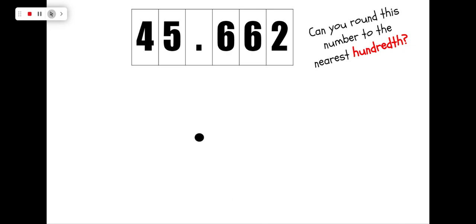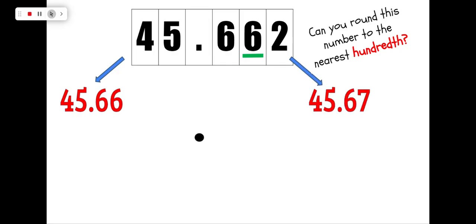Okay, let's do one more and round this to the nearest hundredths place. We underline the digit in the place that we're rounding to. We're rounding to the hundredths place. Okay, we know that this is going to be between 45 and 66 hundredths and 45 and 67 hundredths. That 2 tells us that we're going to 4 or less, we're going to let the 6 that's in the hundredths place rest, so it stays a 6.